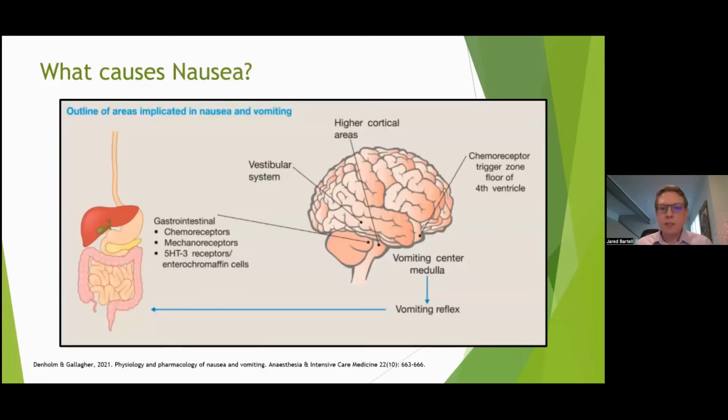So what causes nausea? This is kind of the pathophysiology, if you will, or mechanism of how nausea is produced. So there's a vomiting center in the brain here, and I think you can see my cursor, but you can see it written there as well. It's in the medulla, kind of the lower part of the brainstem.